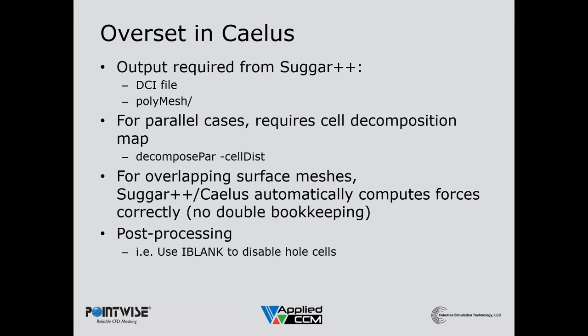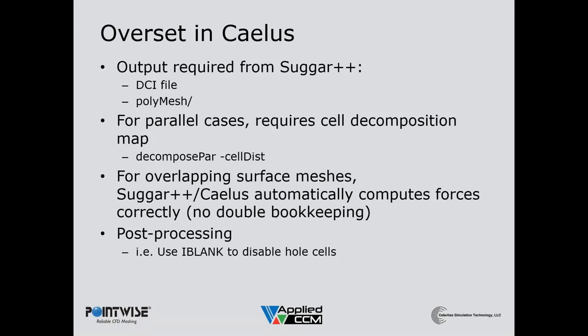You use the decomposePar utility, which is the utility for splitting the mesh up for parallel processing. You just provide it with the cellDist option, and that'll create a cell decomposition file in the constant directory. And I'll just mention this again. I think Ralph really covered that pretty succinctly earlier.